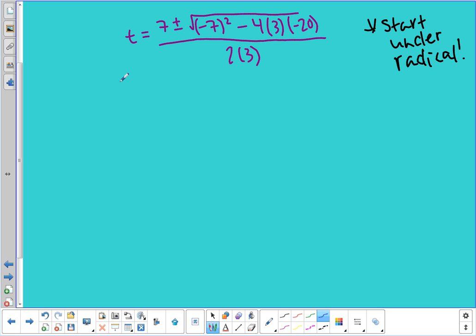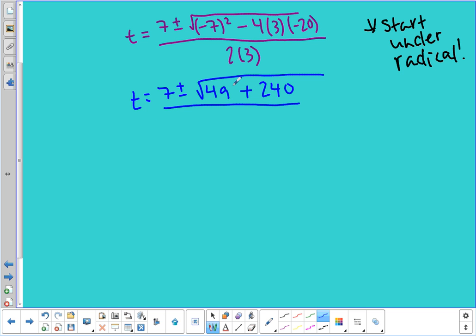So the 7 out front doesn't change. The plus or minus doesn't change. Underneath the radical, I can take (-7) squared. That's going to be +49. Be careful typing that into your calculator. You have to use parentheses. And then the -4 times 3 times -20 gives me a positive 240. -4 times -20 gives me positive, and then I have a 3 as well. So this is now plus 240. Whole thing is still over 2 times 3.